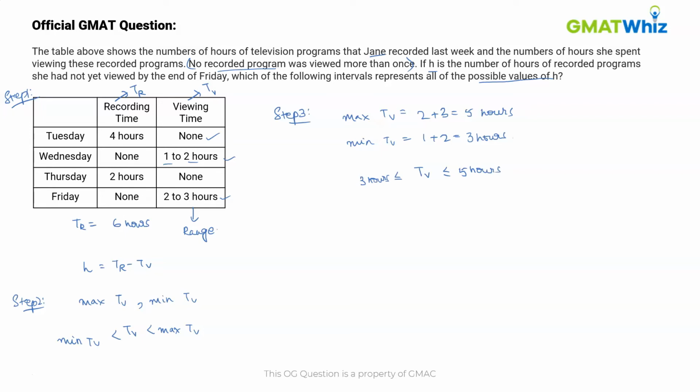Now we have to change this inequality, try and manipulate the middle term to get it into the form H is equal to TR minus TV. Now to get minus TV, we multiply the whole inequality by minus 1. So we get minus 3 minus TV minus 5. Now keep in mind, when we are multiplying with minus, the inequality sign changes. We can write this inequality as minus 5 less than equal to minus TV, which is less than equal to minus 3. Now we have to add TR to all the terms.